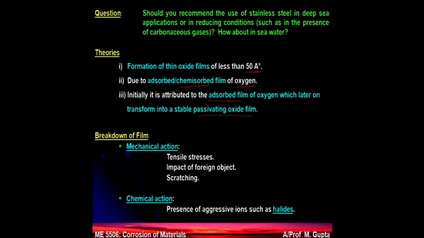The mechanisms can be different because different materials have different abilities. So this film can be broken down, as indicated by Faraday. In modern applications, the application of tensile stresses, impact of foreign objects, or scratching can destroy this film. It's a surface phenomenon. And chemical action, like the presence of chlorine in seawater, is very aggressive. It can destroy chromium oxide locally.